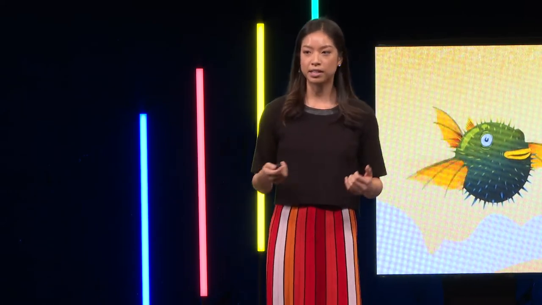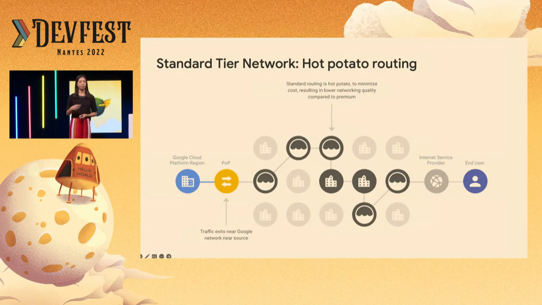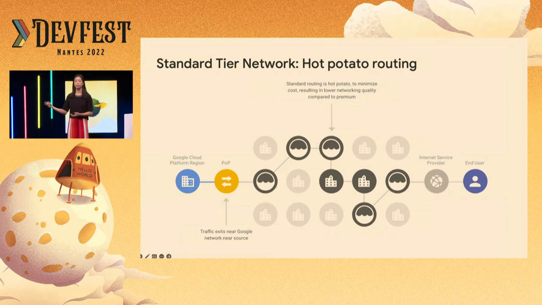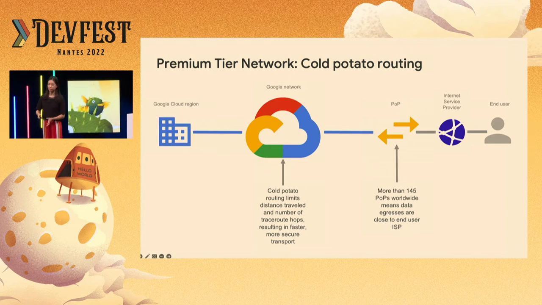To give you an example, if you're in Europe and you have a user in Chile sending traffic over there, their ISP probably has an agreement with a fiber supplier and another ISP, so it's going to increase the number of hops and add latency. The last network is offered on Google Cloud at a lower cost, and it's called standard tier. But the premium tier network is the default, and it uses something called cold potato routing.